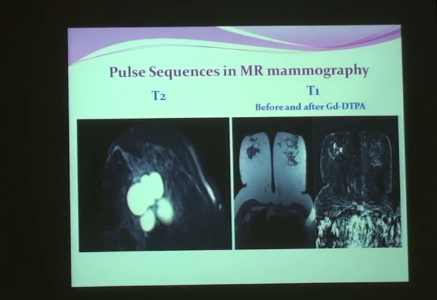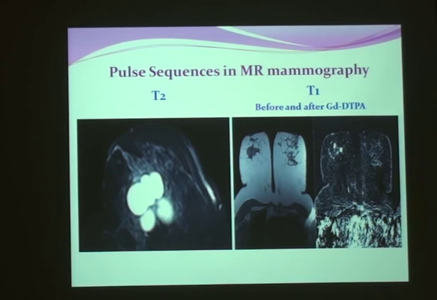Pulse sequences: we do two things, T2 and T1 with multiple phases. T2 detects water-containing lesions, like a cyst. If the lesion is high in T2, it means it has too much water, so there is a very weak chance of it being a malignant lesion. There is no cell packing here. The T1 we do before contrast and at least 4 times after contrast administration, so we can detect it.